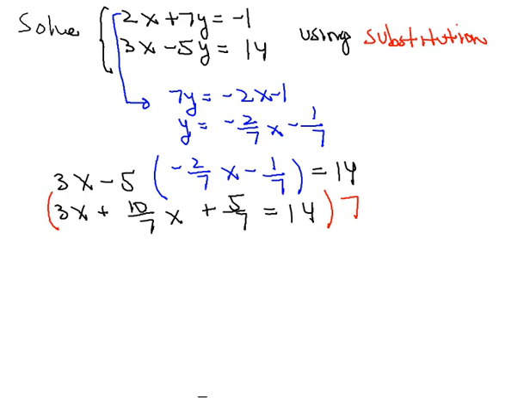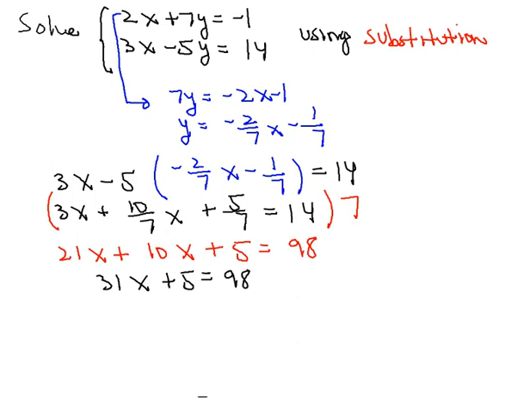So that will then produce for us 21x plus 10x plus 5 then is equal to 98. So combining terms, we'll then have 31x plus 5 is equal to 98. And then subtracting 5 from each side, we end up then with 93. And dividing each side by 31, we can see that x will be equal to 3.